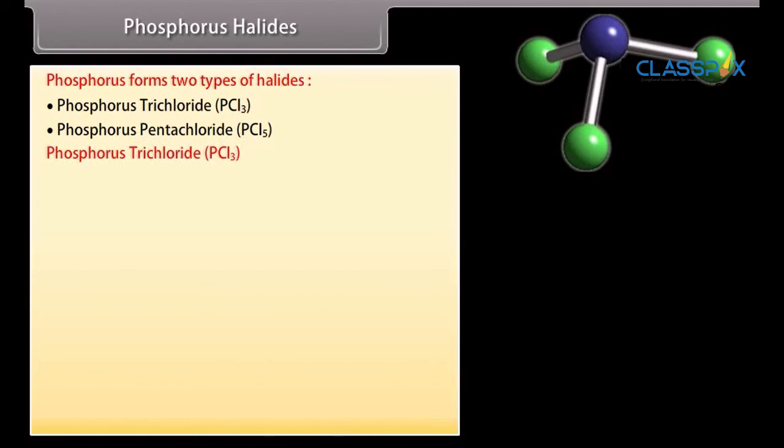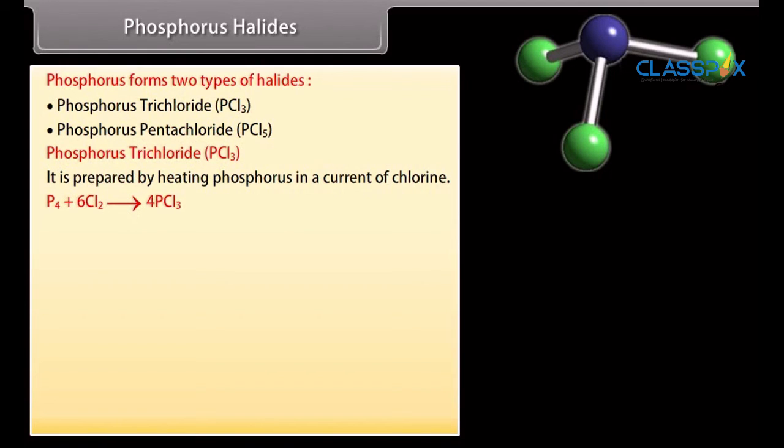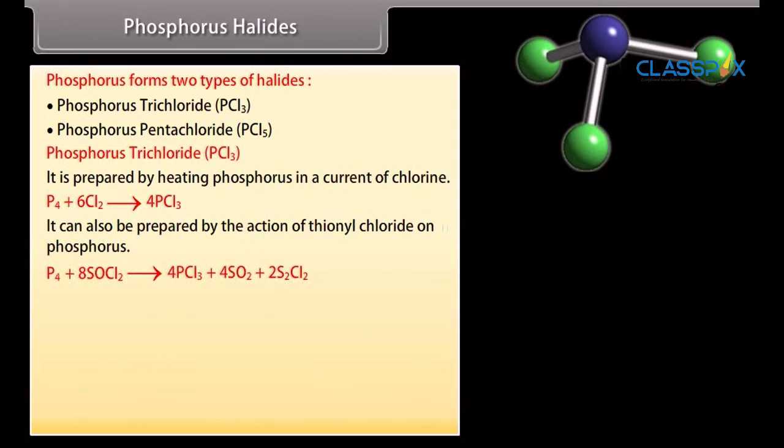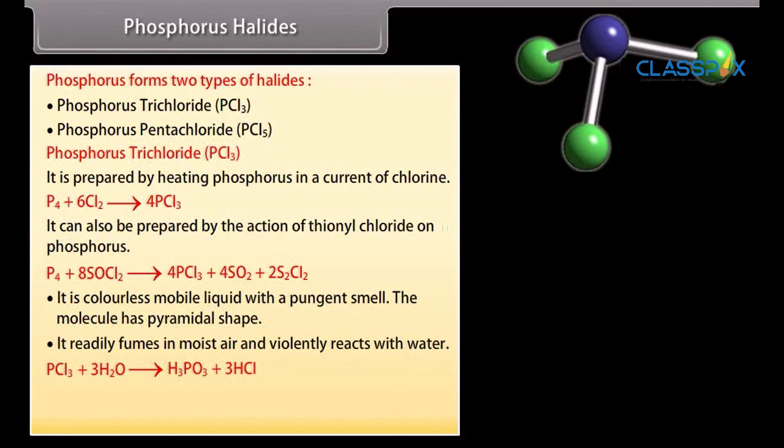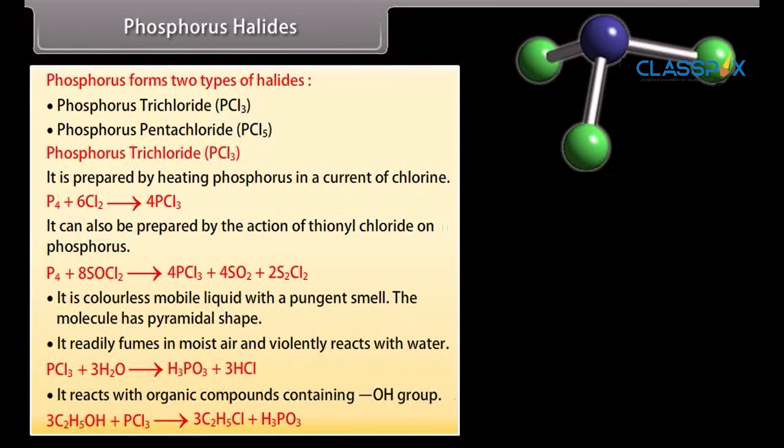Phosphorus trichloride. It is prepared by heating phosphorus in a current of chlorine. It can also be prepared by the action of thionyl chloride on phosphorus. It is a colorless mobile liquid with a pungent smell. The molecule has pyramidal shape. It readily fumes in moist air and violently reacts with water. It reacts with organic compounds containing an OH group.